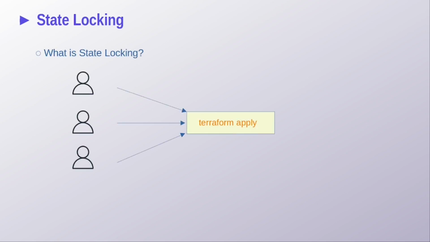State locking. Now let's focus on state locking. What is state locking? State locking is a mechanism that ensures only one person can modify state at a time. Why is locking critical? Imagine two engineers run terraform apply at the same time on the same infrastructure without locking. This can cause corrupted state, incorrect resources, production outage. Locking protects Terraform's memory.